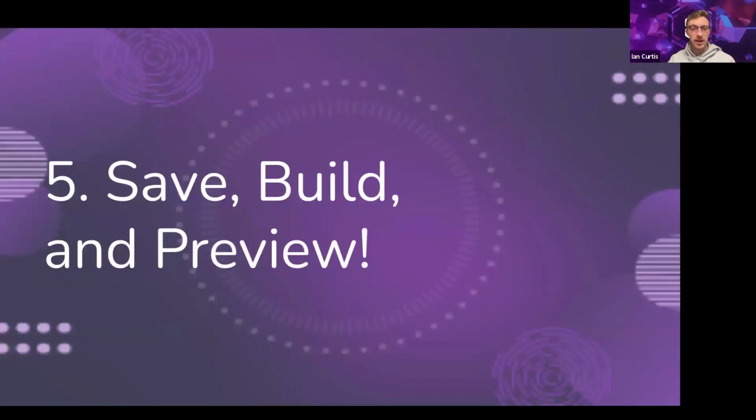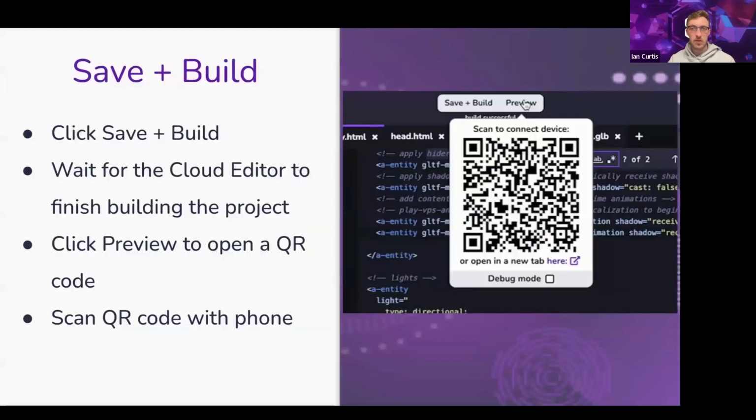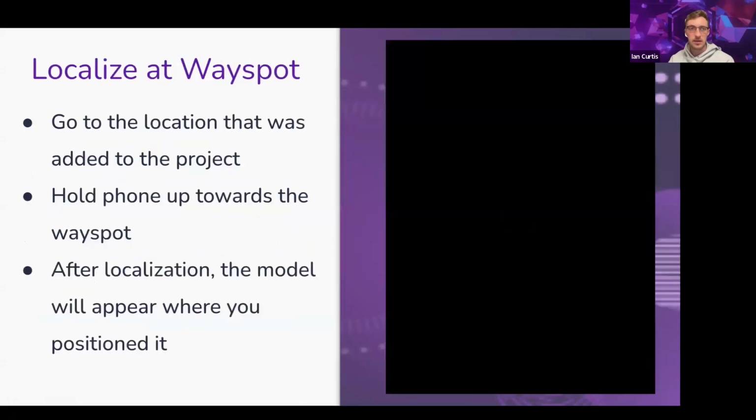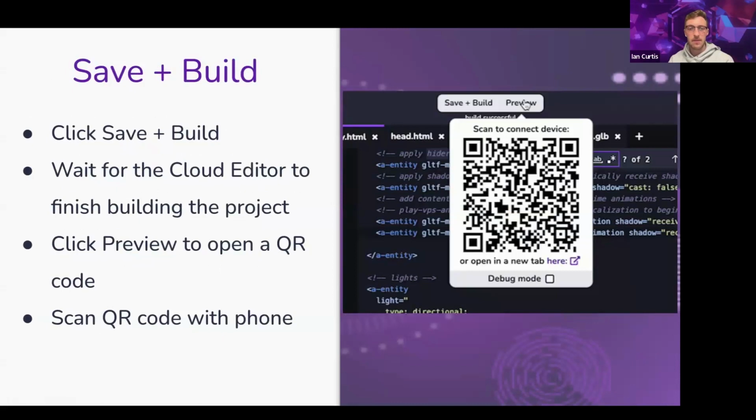And then we're going to save, build and preview. So save and build, wait for the cloud editor to finish building the project, click preview and open the QR code, and then we can scan it. And you can do this at a private test VPS mesh. Here, you'll have to go to the wayspot itself, but you can certainly still view it.